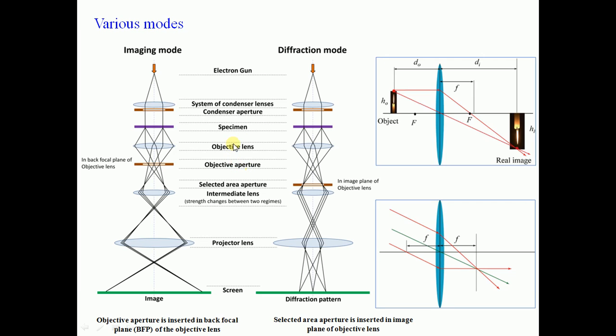Of course, the objective and other projector lenses, screen, sample, etc. are shown here. But the important thing is the position of the objective aperture. In the back focal plane, you get imaging, and in the other plane of the objective lens, here and there, you get the diffraction pattern.